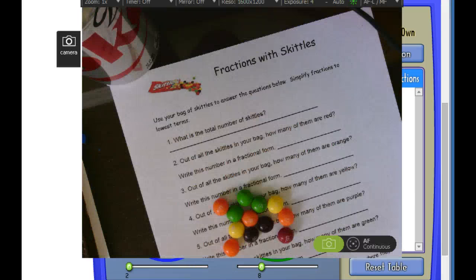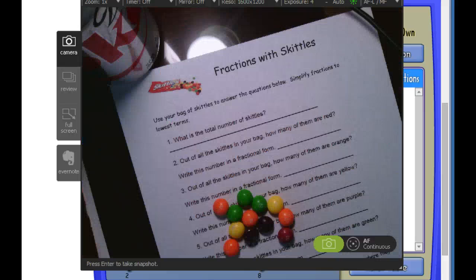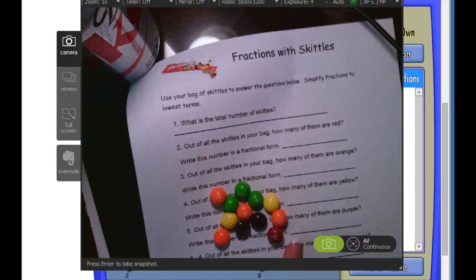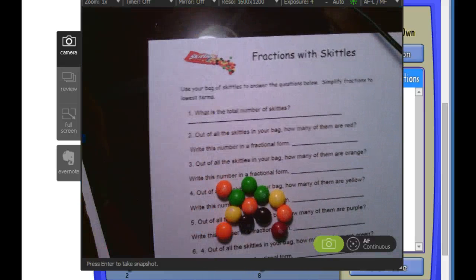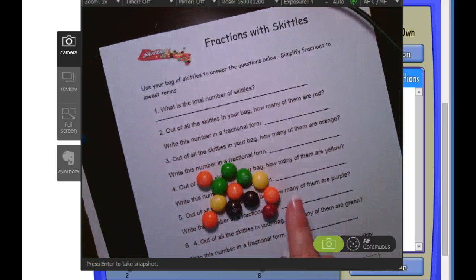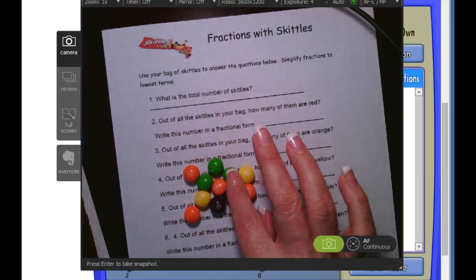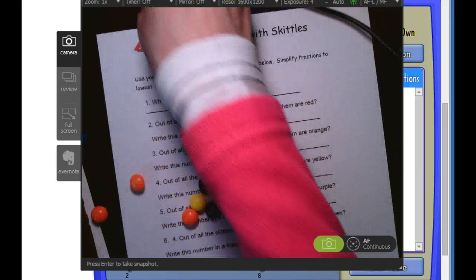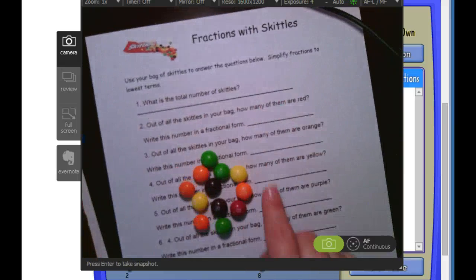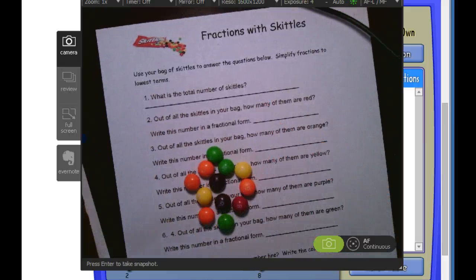An additional thing that I wanted to share with you is with the document camera. You can always get a bag of Skittles or candy or M&Ms of some sort. I am going to attach this fractions with Skittles activity. And it says, what is the total number of Skittles? Right here we have 12. So of course we would write 12 right there.